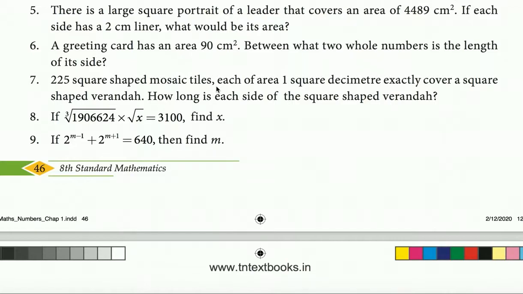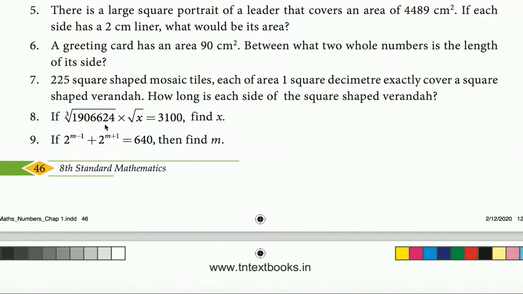A decimeter is 1 by 10 m. Okay. Square decimeter, so 1 by 100. So 2.25 square meter. So 1.5 meter is each side.